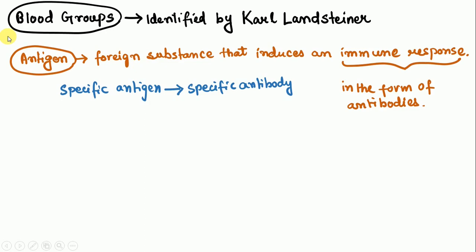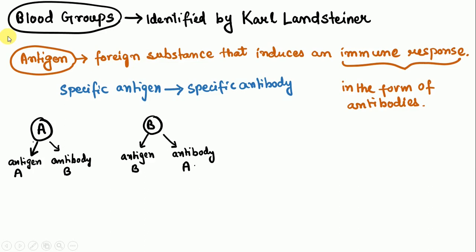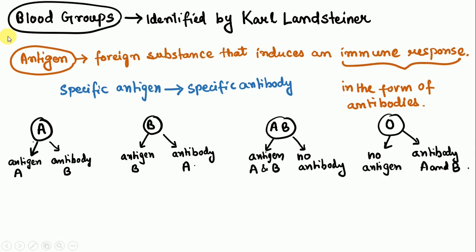Now we know that our blood groups are divided into 4 blood groups, that is A, B, AB and O. A person having blood group A contains antigen A on their RBC, and antibody B. Similarly, the B blood group has antigen B but antibody A, you can see these are opposites. The AB blood group has antigen of both A and B but no antibody. But O blood group has no antigen and both the antibodies.